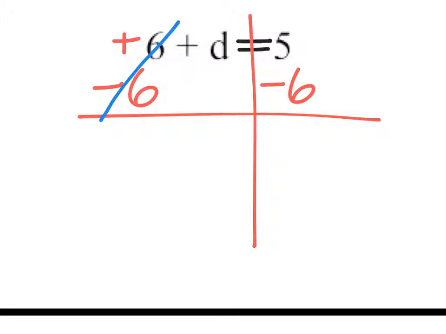So on the left side I have a positive d. So I'm just going to write d. 5 minus 6, use your number line. You go 5, down 6, now I'm in debt $1. -1.